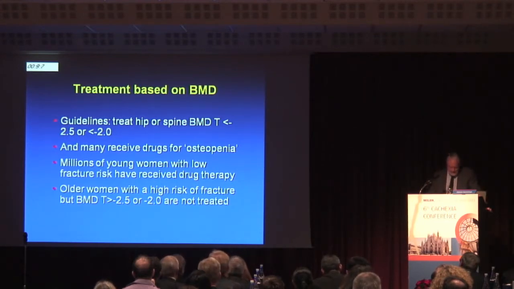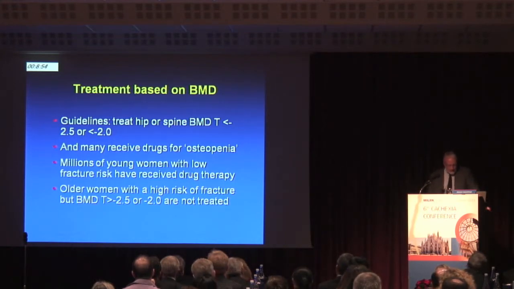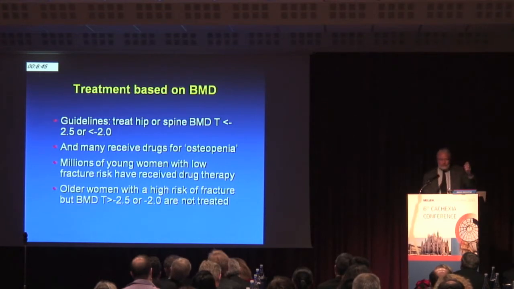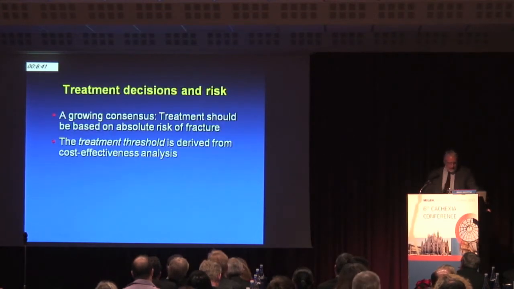That meant that millions of young women with low fracture risk, who are relatively young and all they've got is a low T-score, received drug therapy, which will be of little benefit for them, even if it works. Older women, on the other hand, have a high fracture risk because of age and other risk factors, yet may not qualify for treatment because their bone density doesn't cross that threshold. So this creates a problem that has led to a growing consensus that treatment in the future should be based on absolute risk of fracture.